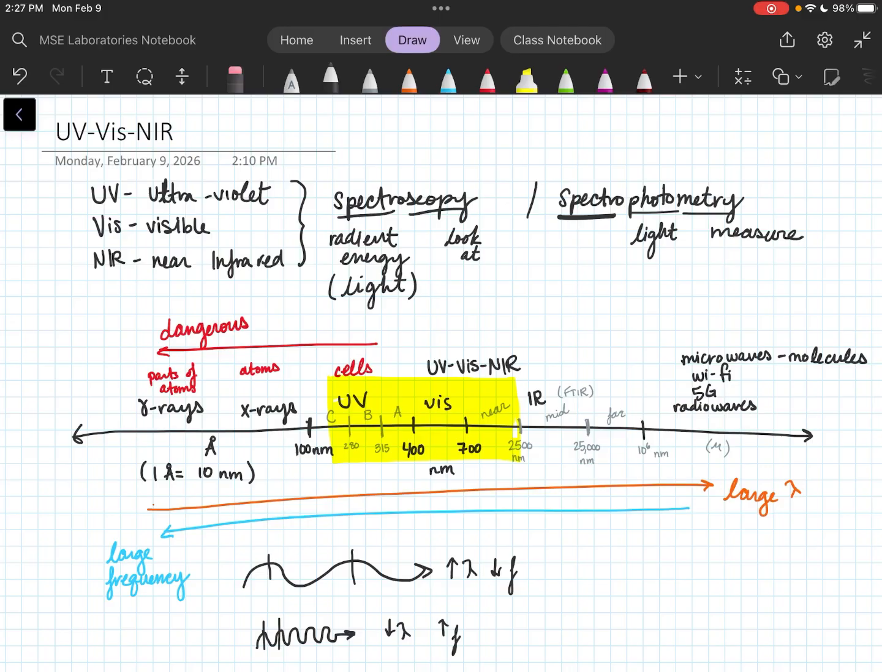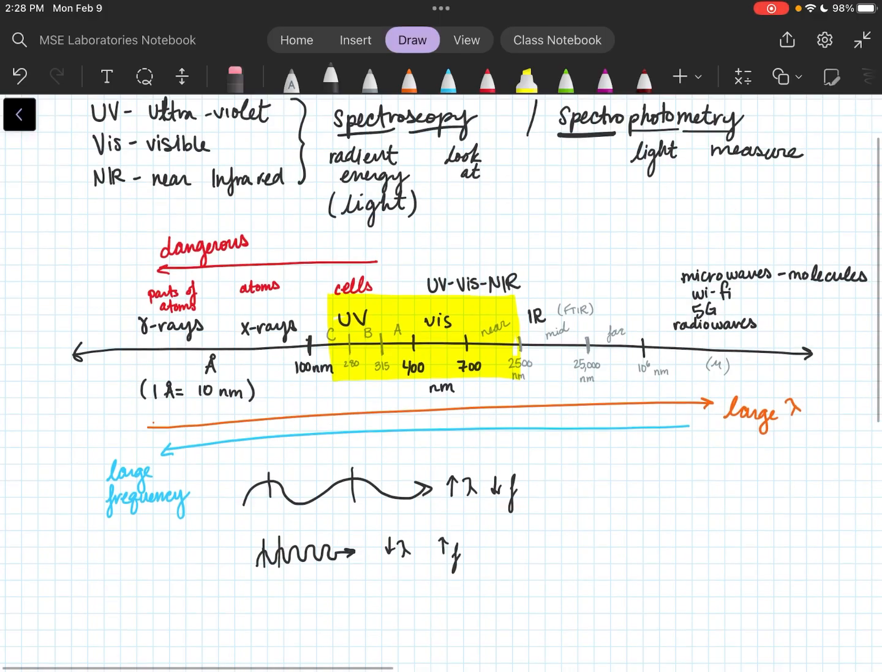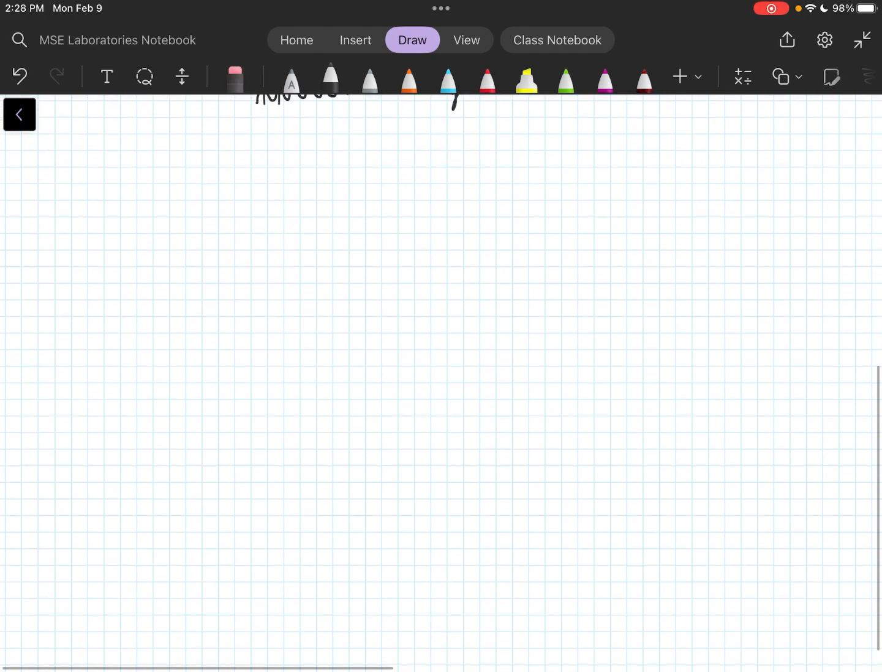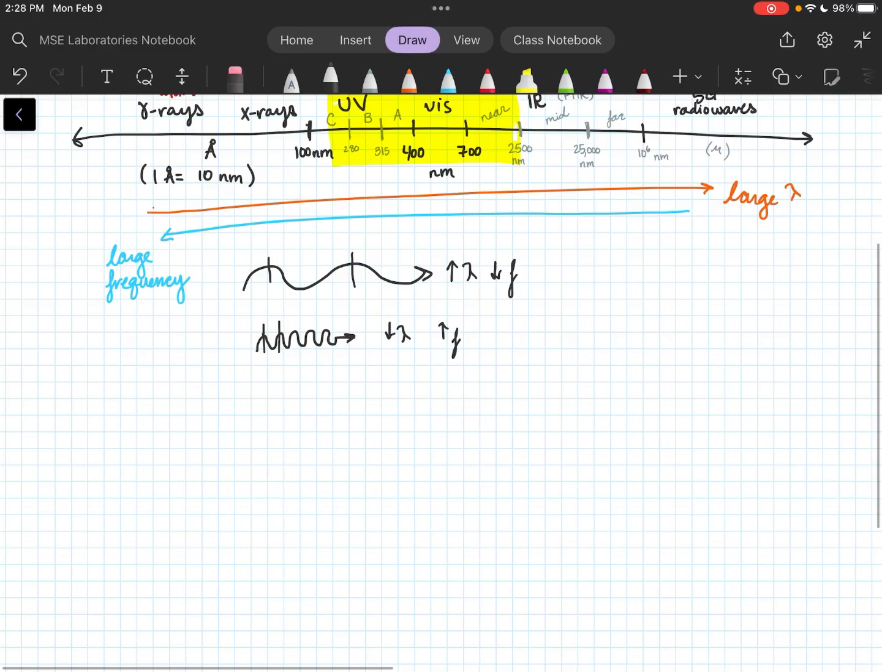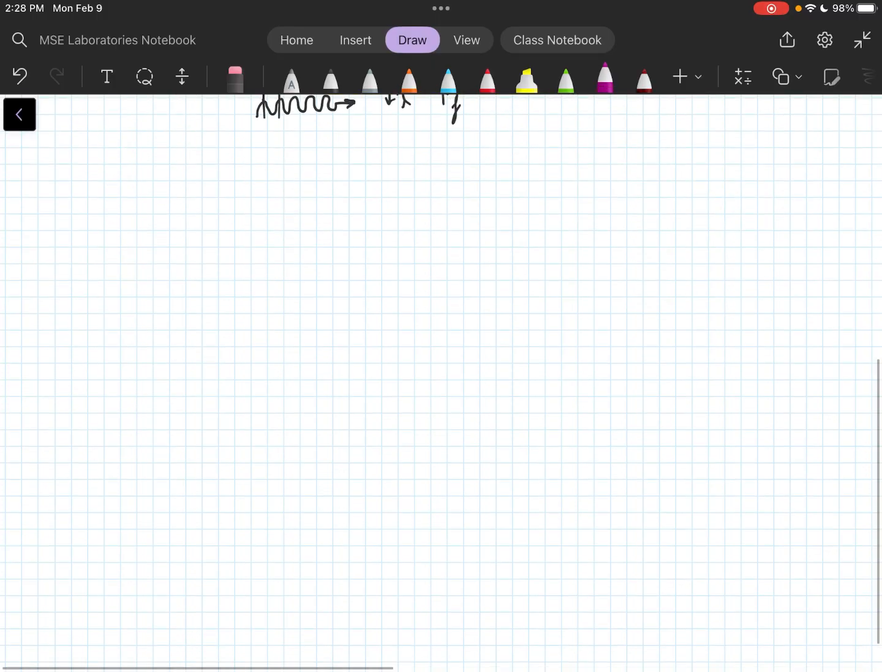Okay, any questions about the light spectrum here? Okay, cool. Moving on, let's look at the kinds of interactions that light can have.